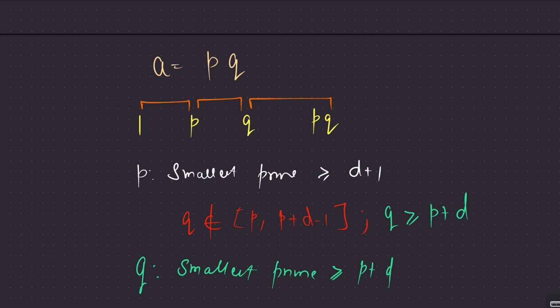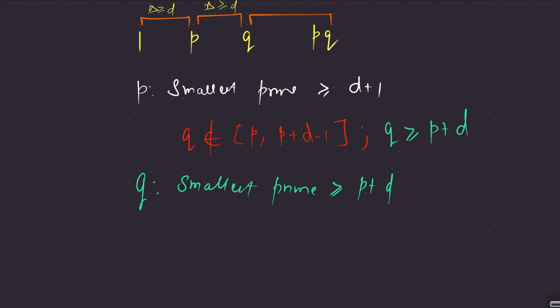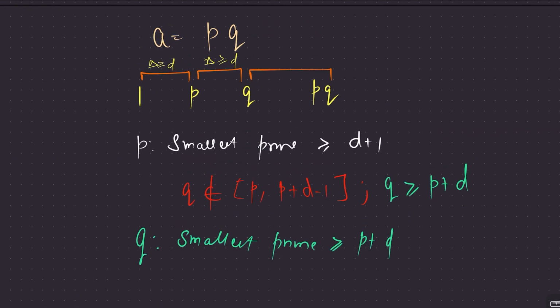So p minus 1, this you already know is greater than or equal to d, because you have chosen p to be greater than or equal to d plus 1. Q minus p you already know is greater than or equal to d, because you have chosen q to be the smallest prime greater than or equal to p plus d. So if that is a prime, in the worst case it will be p plus d, and this will be p, so the difference is at least d.